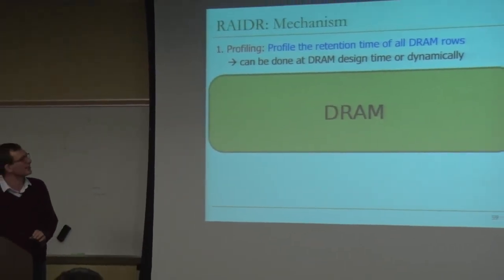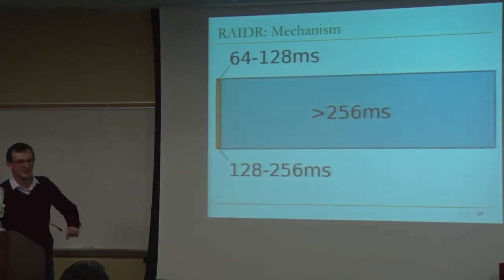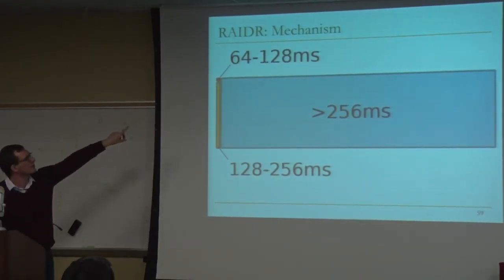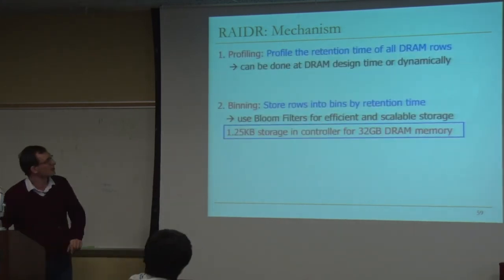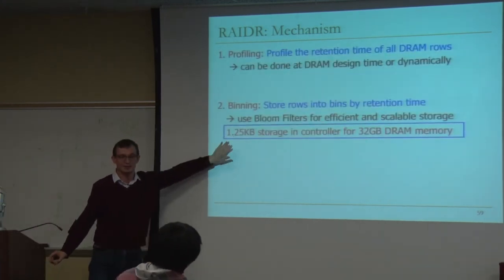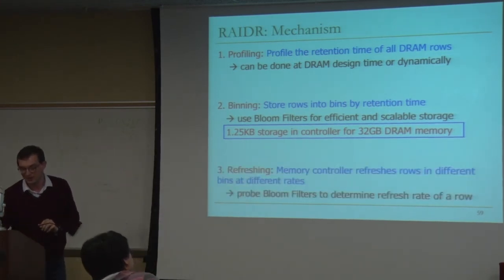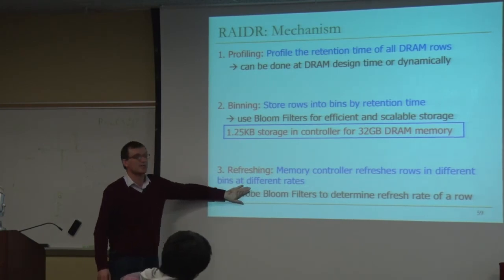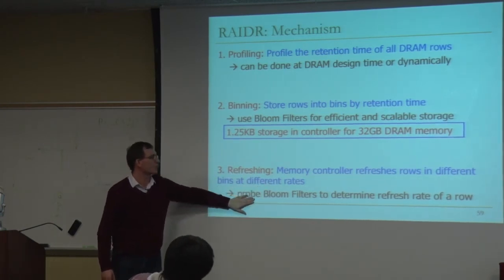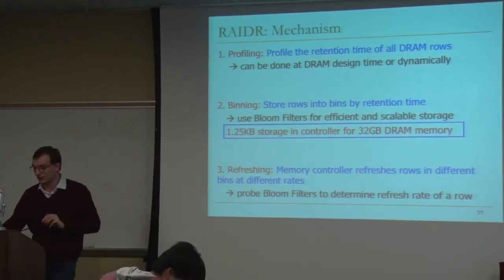So if you think of DRAM, it looks like this. There are only very few cells that need to be refreshed every 64 milliseconds and every 128 milliseconds. Taking advantage of this, you can have very small storage in the controller for that large of a memory. And the last thing is refreshing. The memory controller refreshes rows in different bins at different rates. It probes the Bloom filter, so it determines the refresh rate of a row.